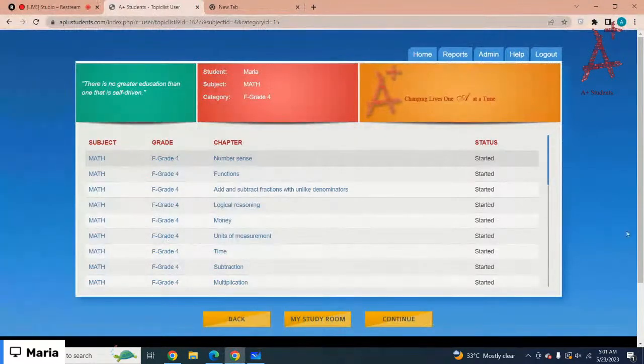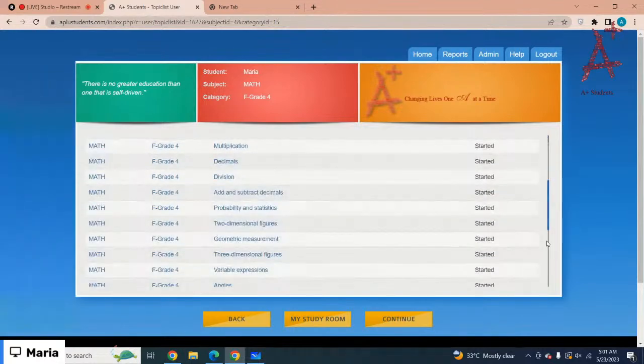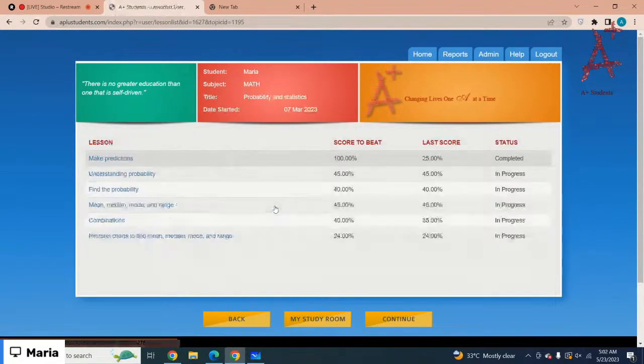Okay, grade 4 maths. We're going to start with the chapter probability and statistics. Let's just start with the lesson mean, median, mode and range.